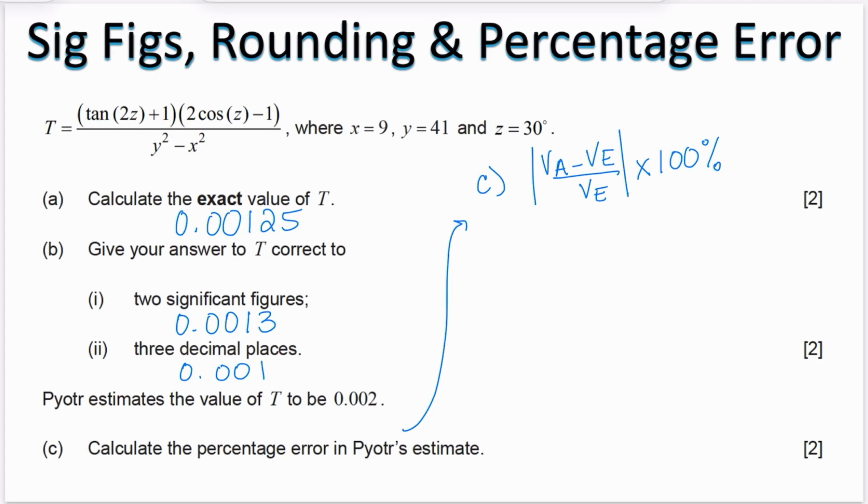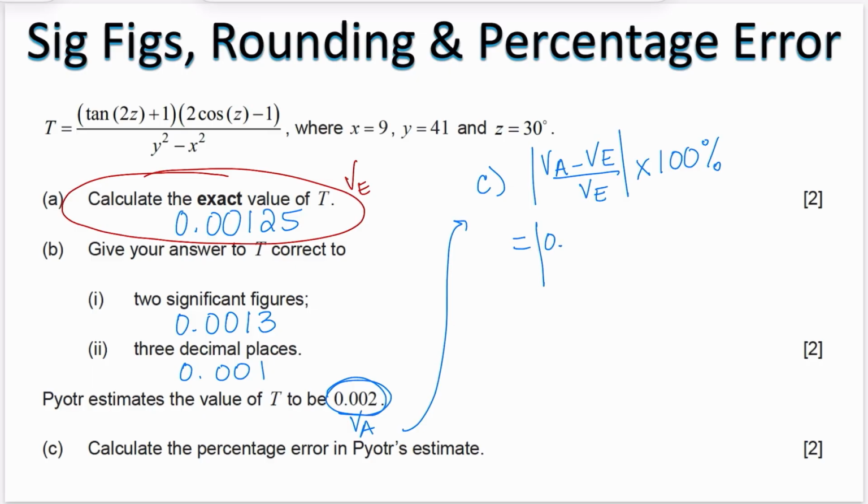Because Peter estimates the value to be 0.002, this is going to be your approximate. And then what you got at the beginning of the problem, the 0.00125, that is going to be your exact, your VE. So I'm going to substitute the absolute value of 0.002 minus 0.00125. Be careful with all of those zeros. It is the easiest way for you to make a mistake is to forget one of those zeros. Make sure when you write your work, you put it in absolute value and you're showing how you're multiplying times 100. You can drop the percent if you want, or you can keep it in the problem.